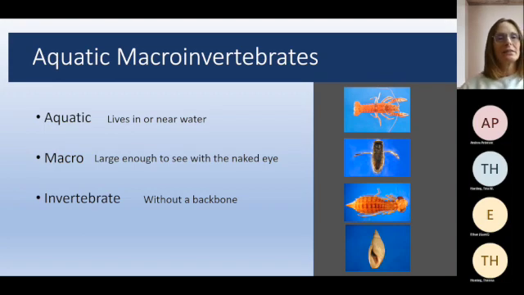So aquatic lives in or near the water. Macro is large enough to see with the naked eye. And invertebrate is something without a backbone. All right, and you can see I've put some examples up there. The top one is a crayfish. The second one down is a water boatman. The third one from the top is a dragonfly larva, and the bottom one is a snail. So yes, even though snails are also an aquatic macroinvertebrate, it's not necessarily a bug.